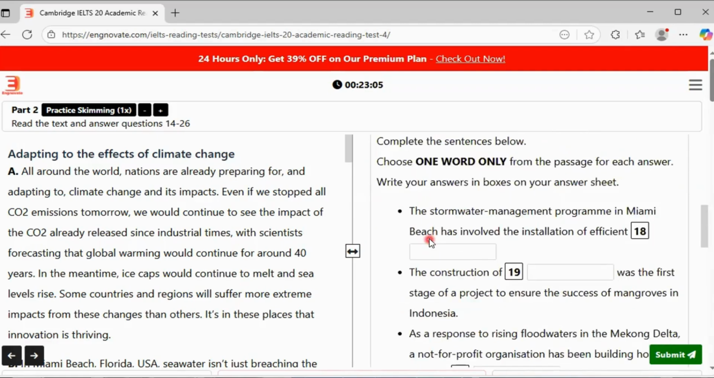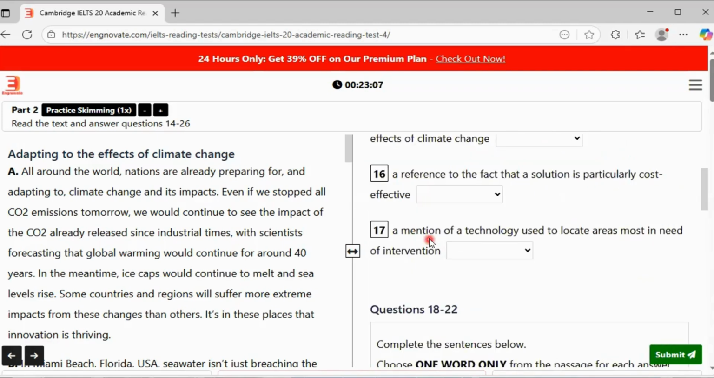I'm going to take the passage paragraph by paragraph and try to solve what I can solve. Now paragraph A. All around the world, nations are already preparing for climate change and its impact. Even if we stop all CO2 emissions tomorrow, we would continue to see the impact of CO2 already released since industrial times, with scientists forecasting that global warming would continue for around 40 years. In the meantime, ice caps would continue to melt and sea levels rise.